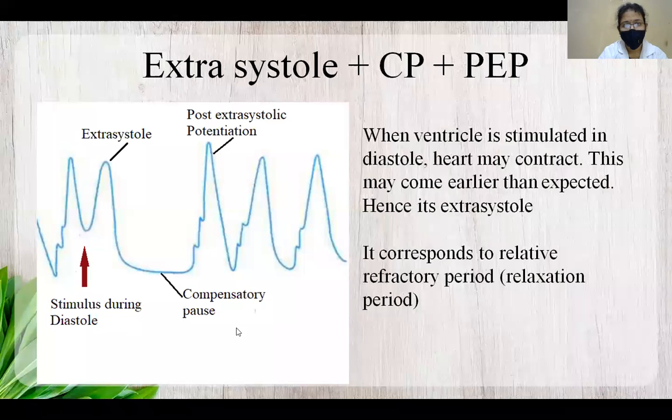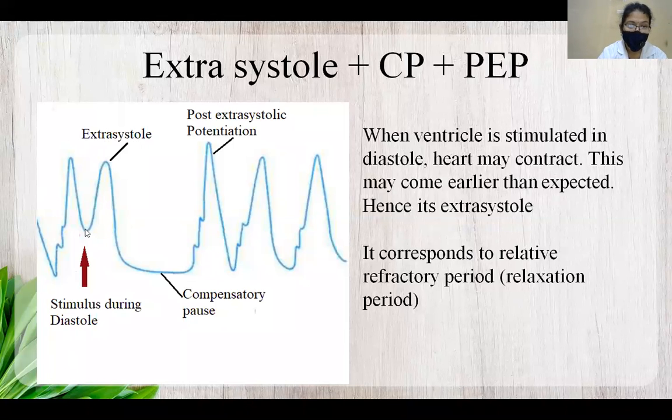Now coming to diastole. Here, when the ventricle was stimulated in the diastolic phase, you see there is a premature contraction coming. The heart contracted, but this contraction came earlier than expected. See the gap between these two is more. See the gap between these two peaks, it is less. It is a premature contraction. So the term given for this premature contraction is extrasystole.